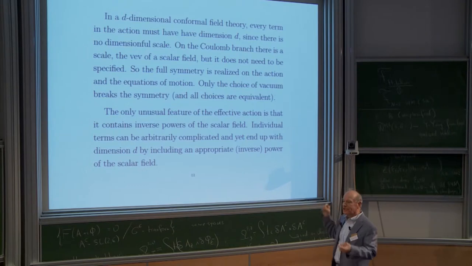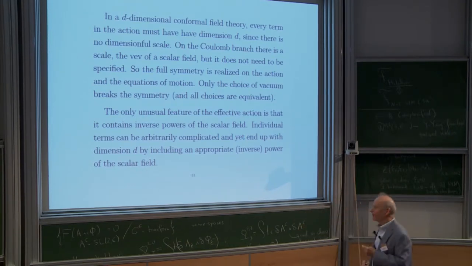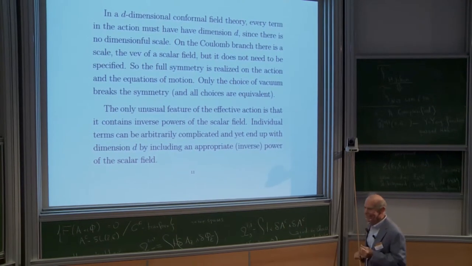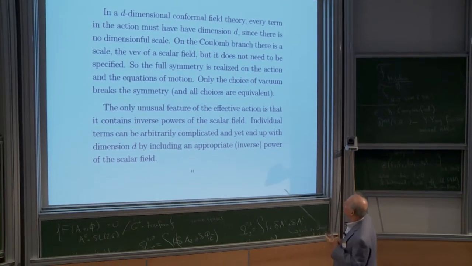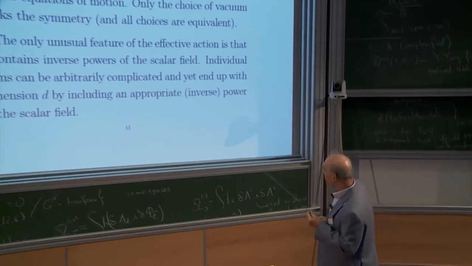And in fact, all choices are equivalent. So really, you have just two discrete choices. Either you're on the Coulomb branch or you're not on the Coulomb branch. And I'm only discussing the Coulomb branch. So I'm only looking at that half of the problem, if you will.